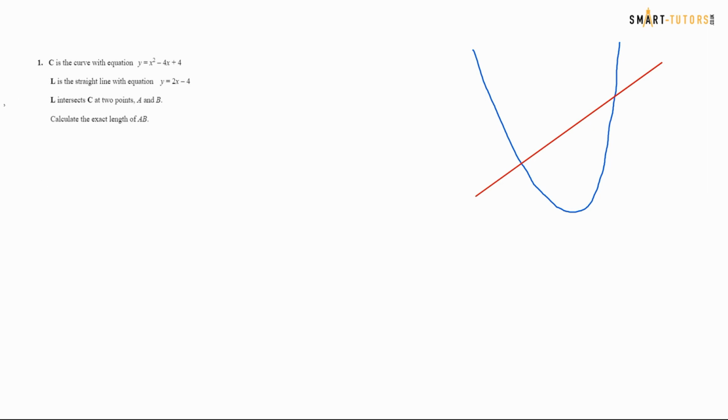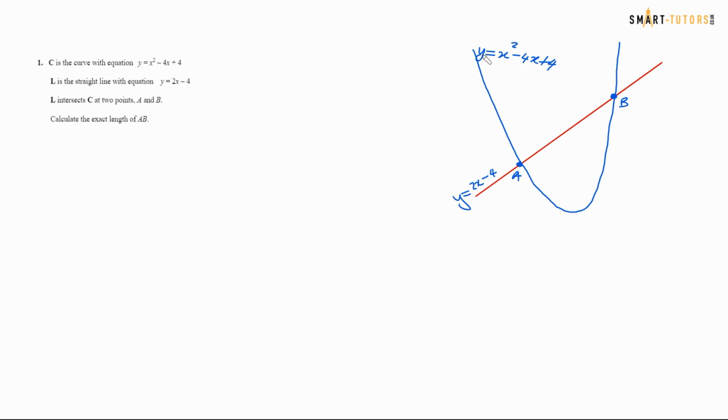Question number 1. C is the curve with the equation y equal x squared minus 4x plus 4. It's a quadratic graph. L is the straight line with equation y equal 2x minus 4. So the blue color curve is the quadratic graph. So let me write that one. So y equal x squared minus 4x plus 4 is the quadratic graph, and y equal 2x minus 4 is the straight line. L intersects C, that means the straight line intersects the quadratic graph at 2 points. We can clearly see in the graph A and B are the points of intersection.